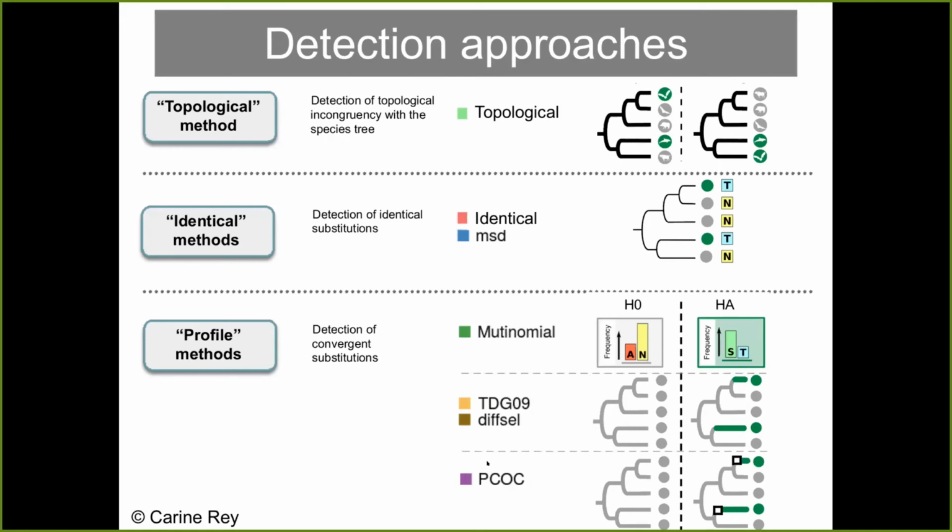And then we have Peacock, which is something that looks very much like TDG09, except that in addition to looking at the differences in frequencies of those amino acids, it also insists that it wants sites that have undergone substitutions on every branch where the phenotype changes. So that's what has been represented here by those squares. So basically, Peacock will be looking for a subset of the convergent sites according to those other profile methods.